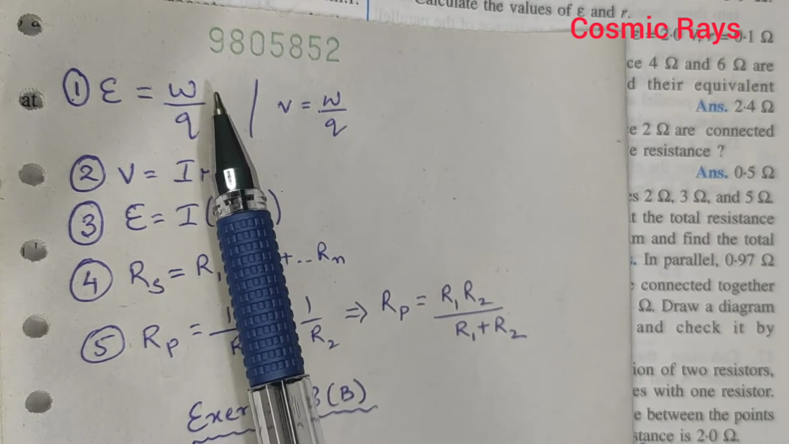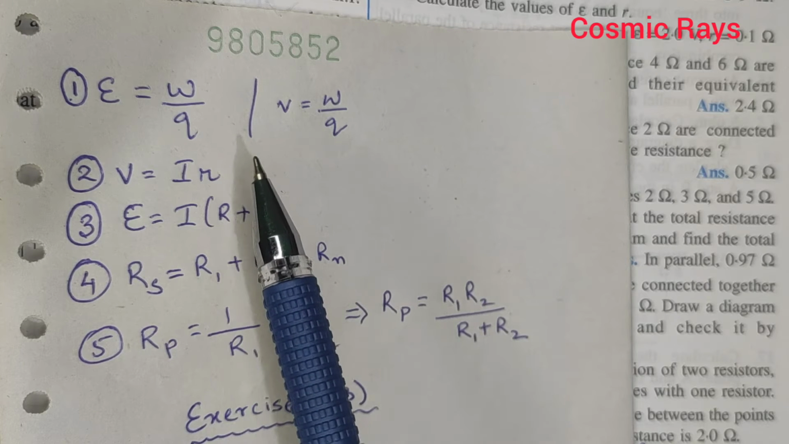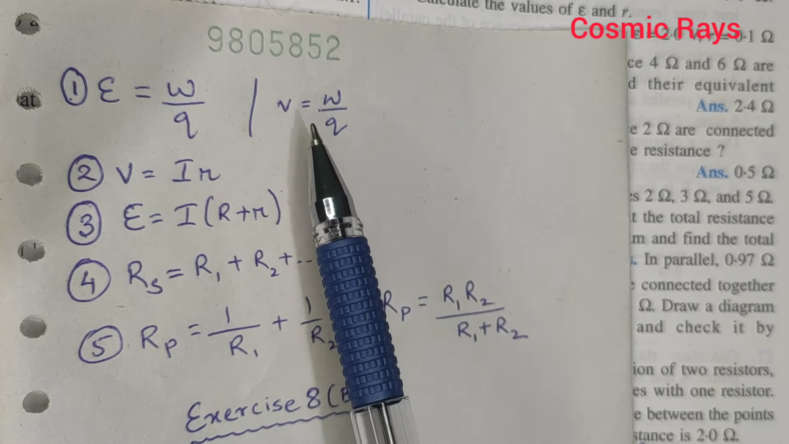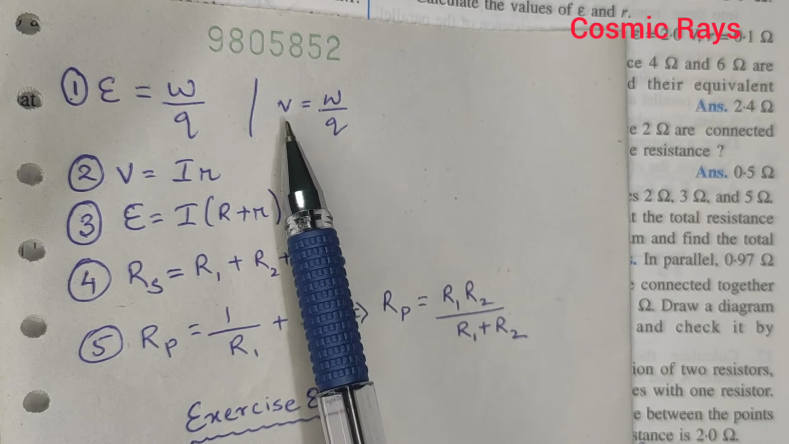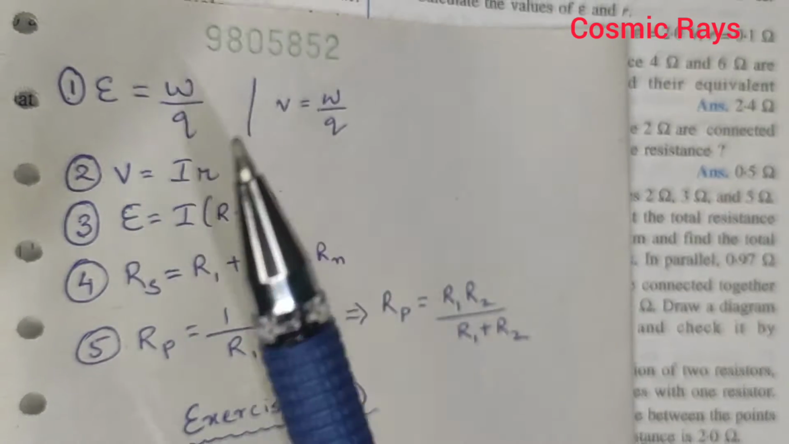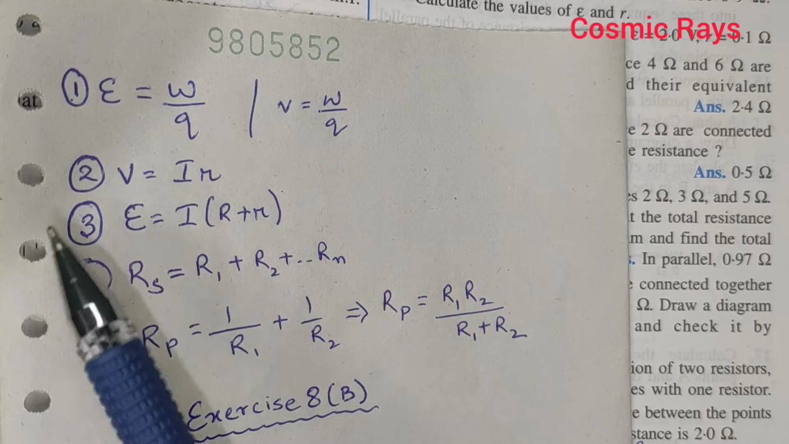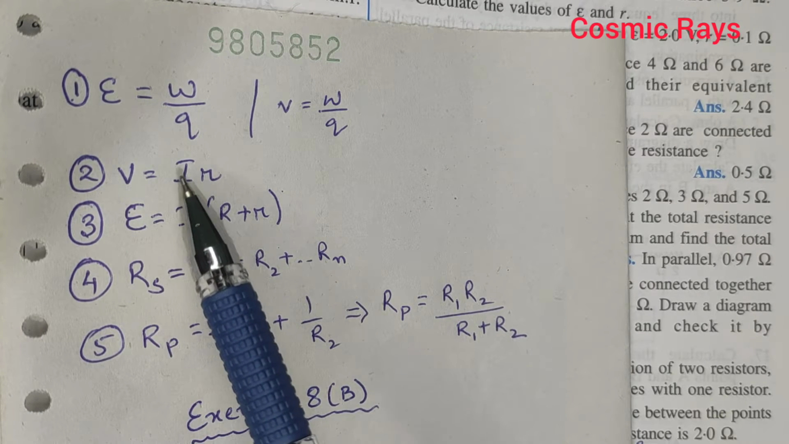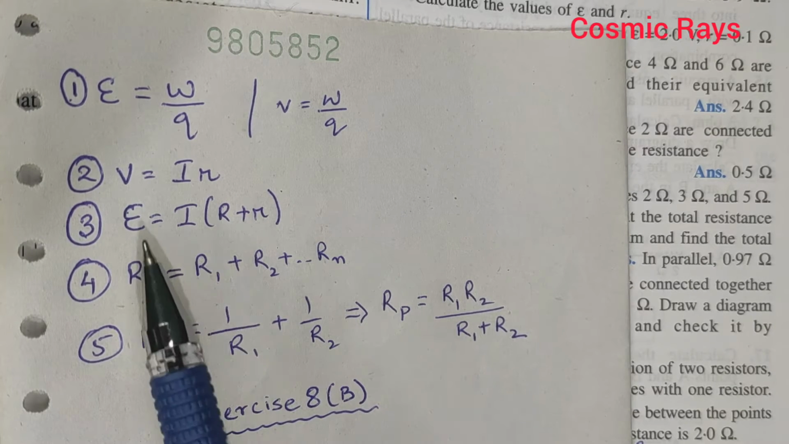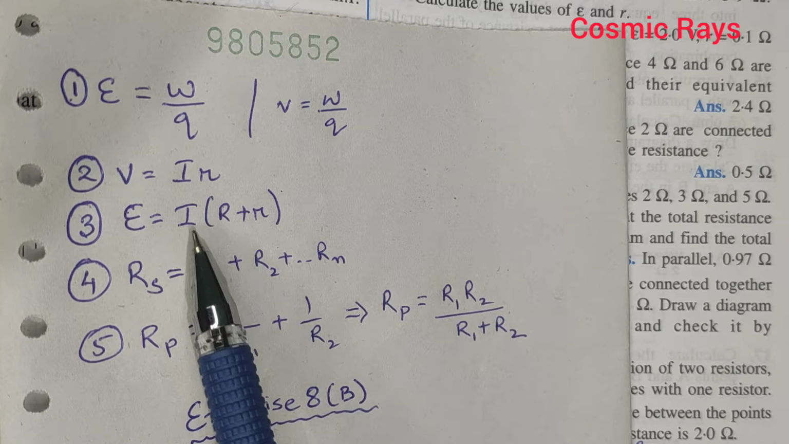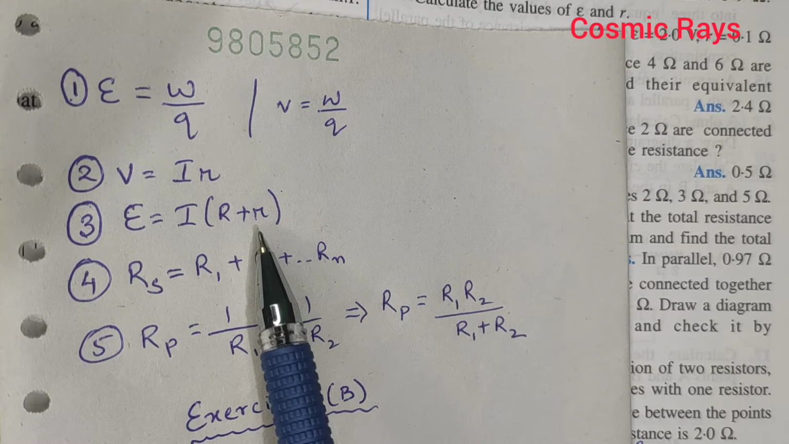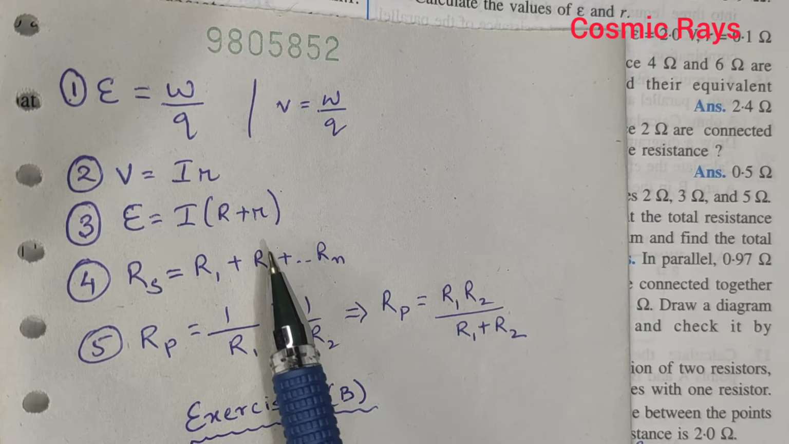EMF is equal to work done divided by charge, or work done per unit charge. Then if you have a voltage drop across the cell or in the cell, that is given as V. That is also calculated as W by Q. Then we have the voltage is equal to current multiplied by internal resistance. Then the third formula that we might need is EMF is equal to current multiplied by R plus r. This R is the resistance, and small r is the internal resistance.